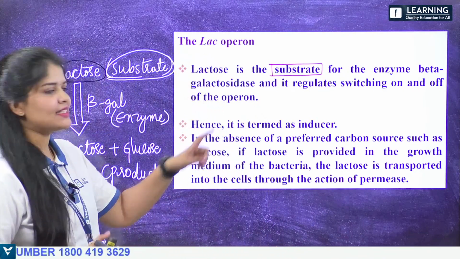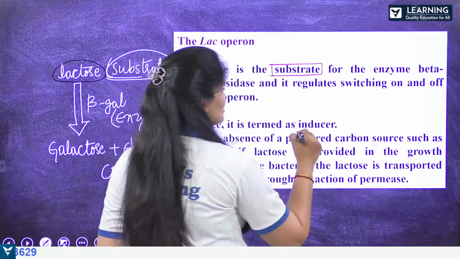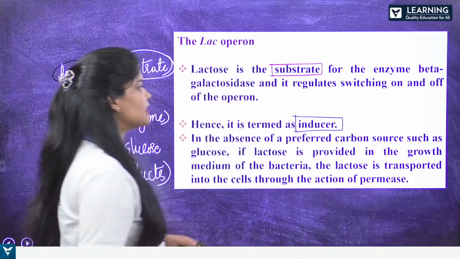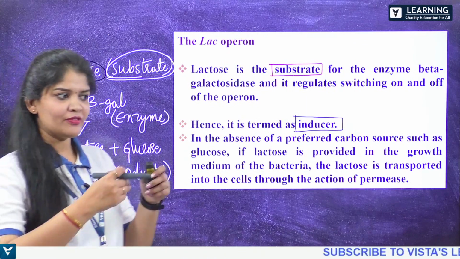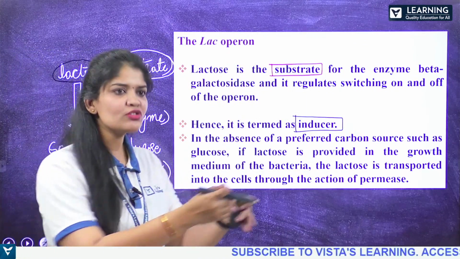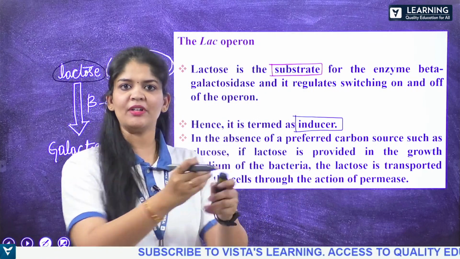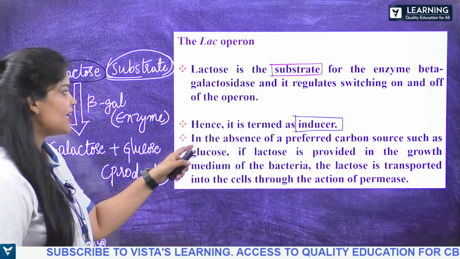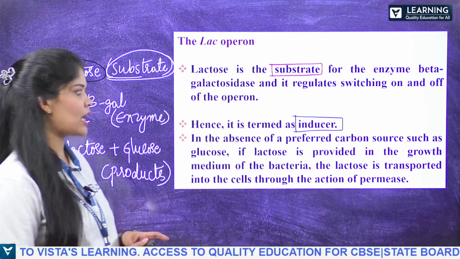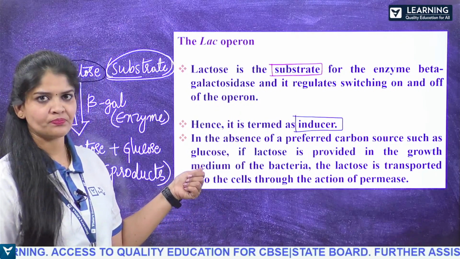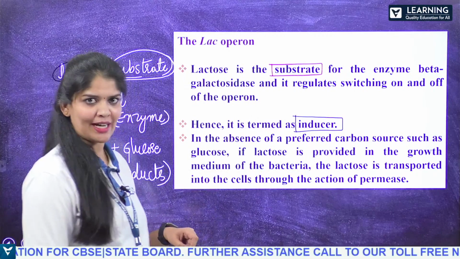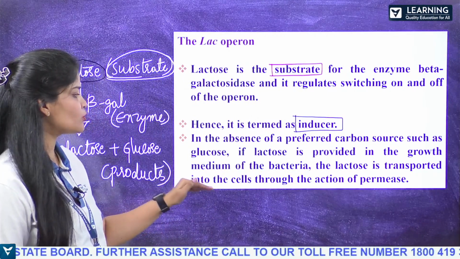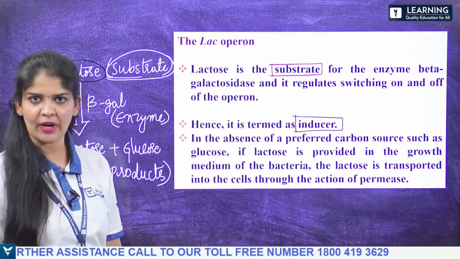So, hence it is termed as an inducer. Here, that inducer is nothing but lactose. If the lactose is present, it is going to induce the expression of the gene which codes for the beta galactosidase. And in the absence of the preferred carbon sources such as glucose, if lactose is provided in the growth medium of bacteria, the lactose is transported into the cell through the action of the permease.